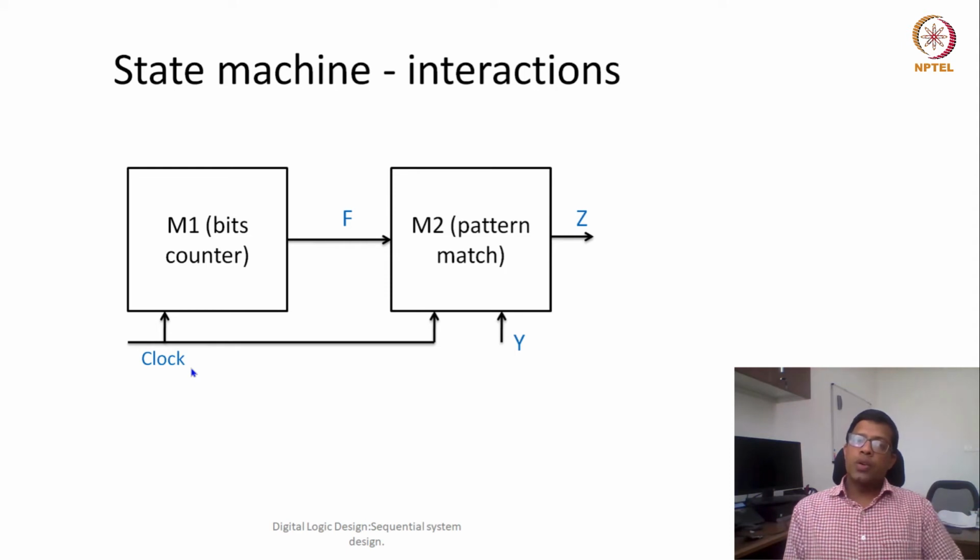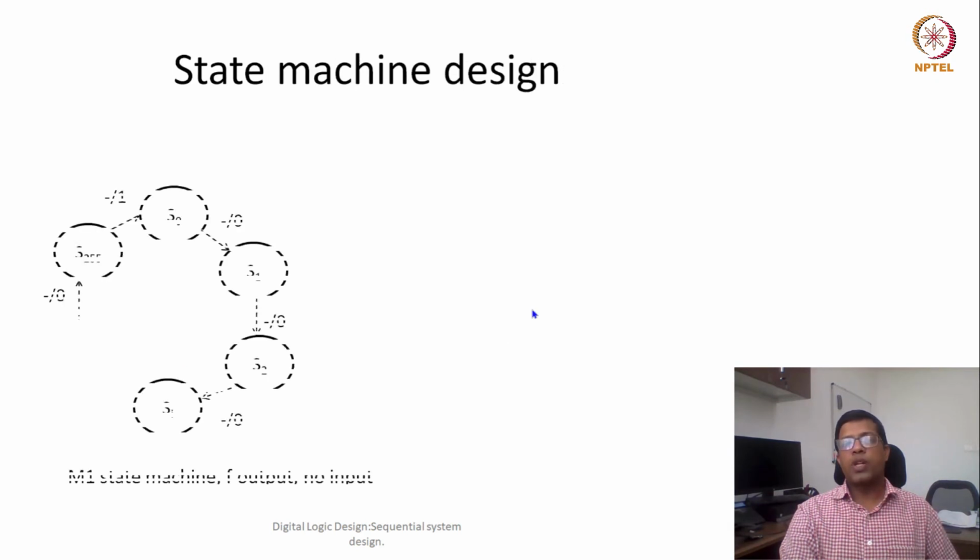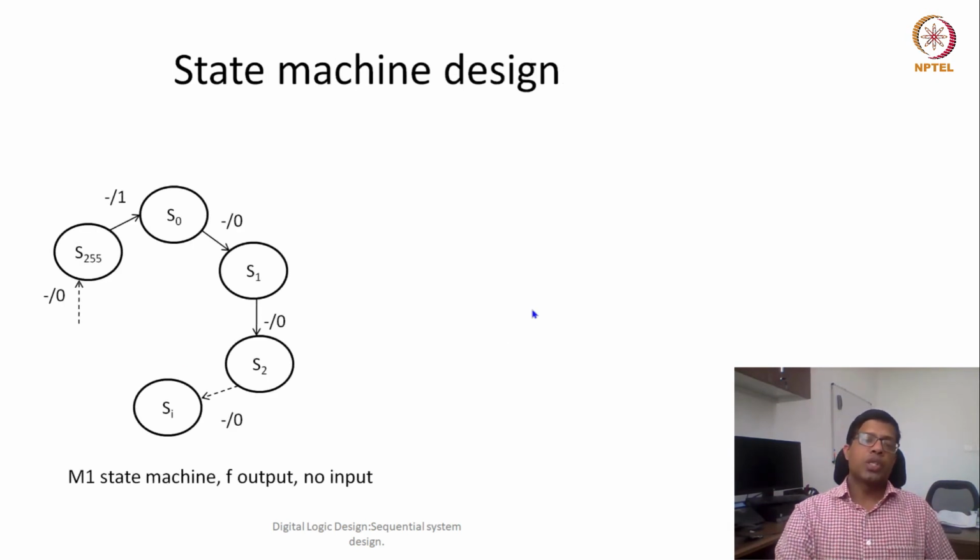Okay, so now when we have to design, we can design these M1 and M2 individually. Let's see how we can design. The M1 is straightforward, because it doesn't have any input and only F is the output. So we can simply make it a state machine which is a counter: S0 to S1, then S2, S3, S4 up to S255, and in all other cases the output is going to be 0, but only when the state is the final 255 state, the output is going to be 1. That means all the inputs have already been received.